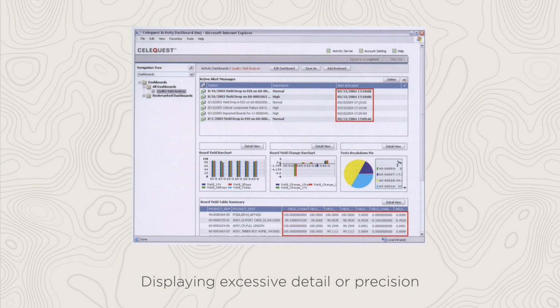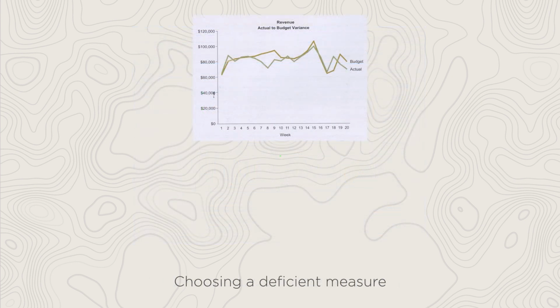Another common mistake is choosing a deficient measure. This is actually one of my favorite examples in redesigning a data display. Here is revenue, actual versus budget, for a company. You can see that the brownish line is budget and the greenish line is actual. This is not useful. It's noise.